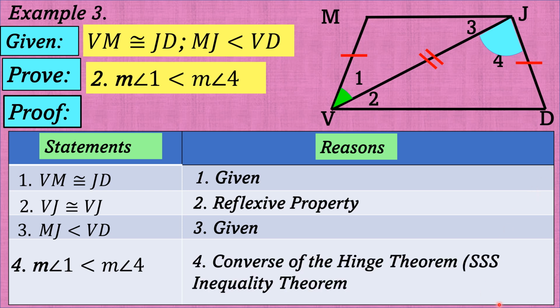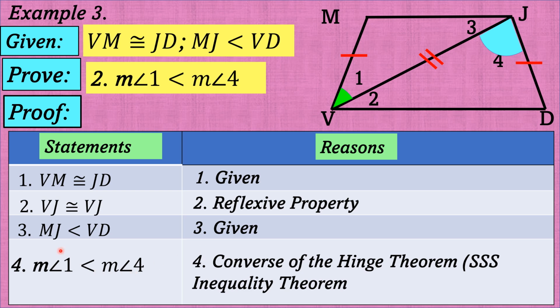So, pwede natin gamitin ang SSS inequality theorem or the converse of Hinge theorem. Anong sinasabi sa theorem na ito? It states that if two sides of a triangle are congruent to two sides of another triangle, then the third side of the first is longer than the third side of the second. Then, the included angle in the first triangle is greater than the included angle in the second triangle.